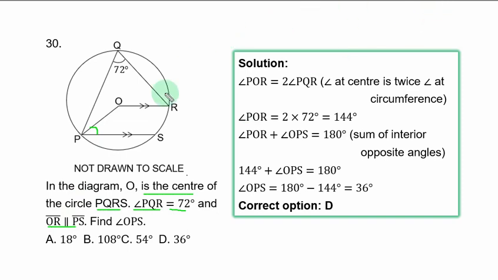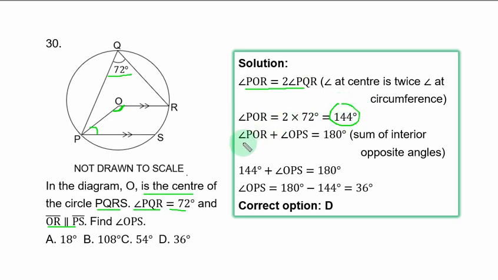So solution, since OR is parallel to PS, it means that if you add angle OPS to this angle, their sum is 180 degrees. That is interior opposite angles. But this angle, angle POR, is first needed. It is the angle at the center and is twice the angle at the circumference. So angle POR is equal to 2 times angle PQR. So angle POR is 44 degrees.